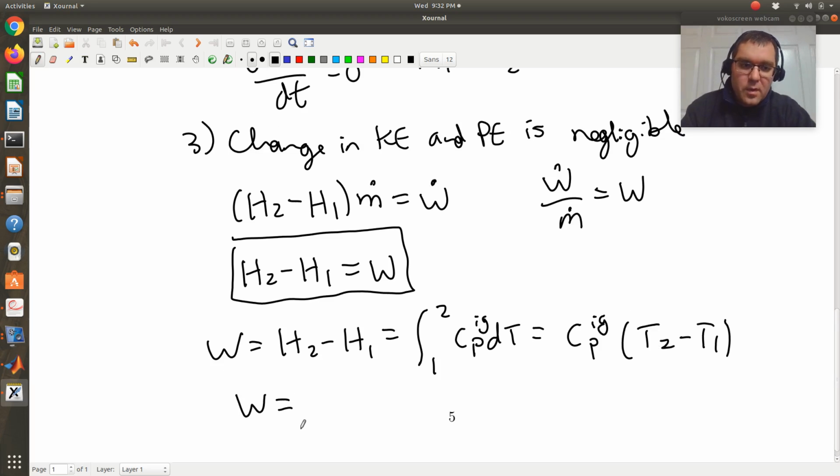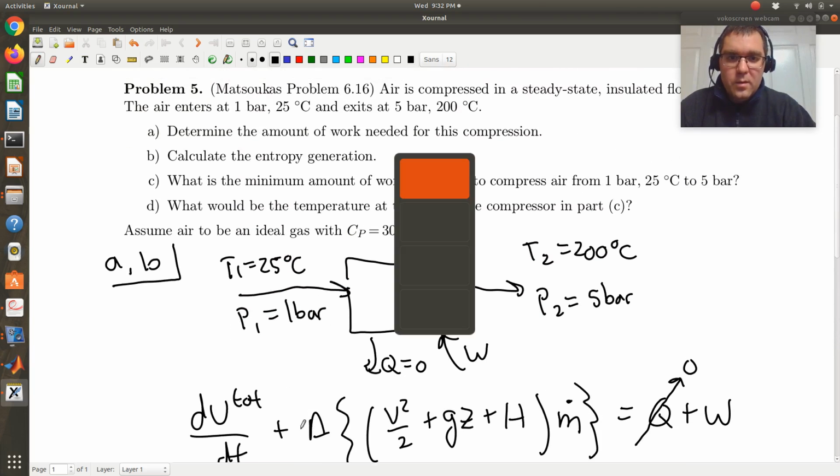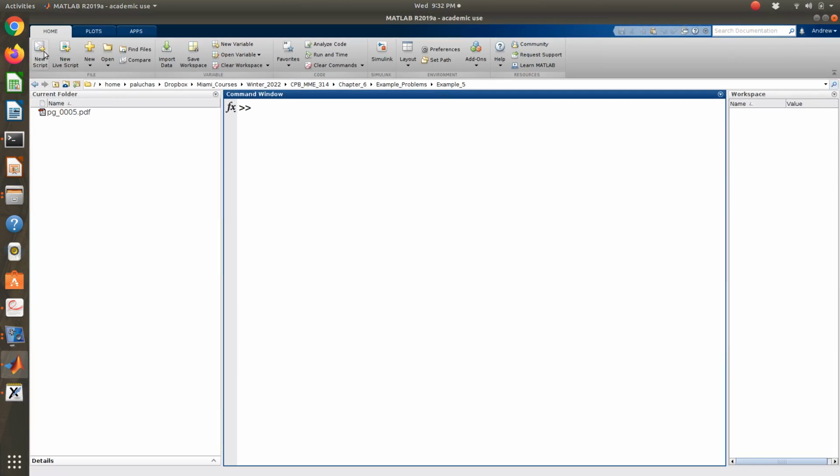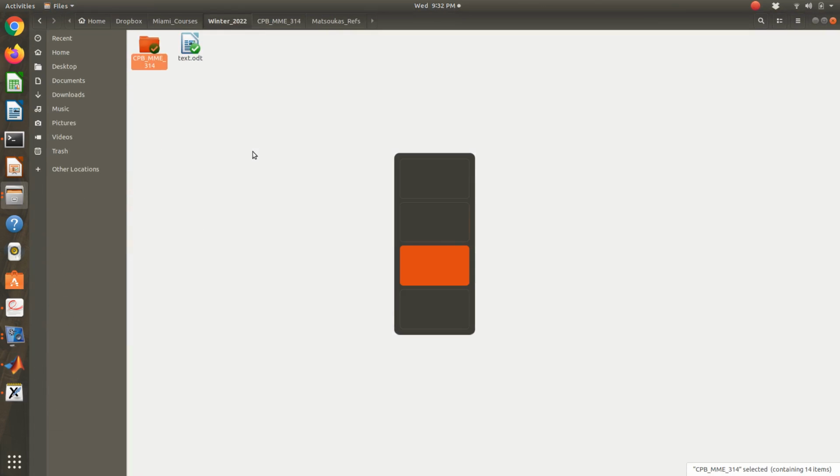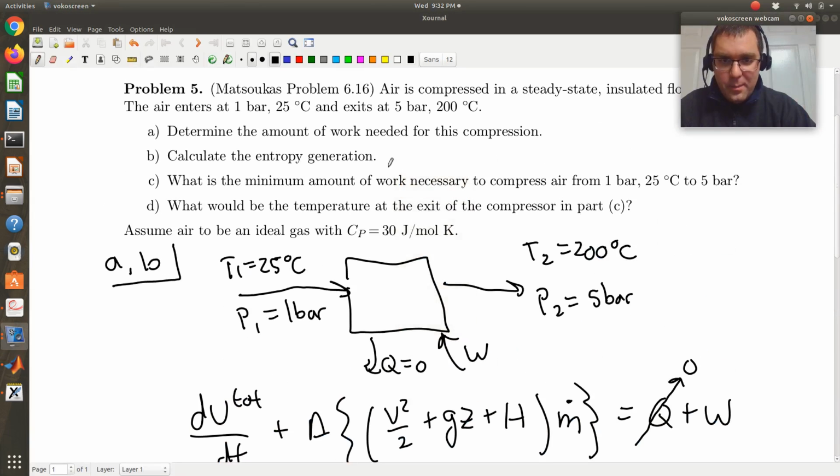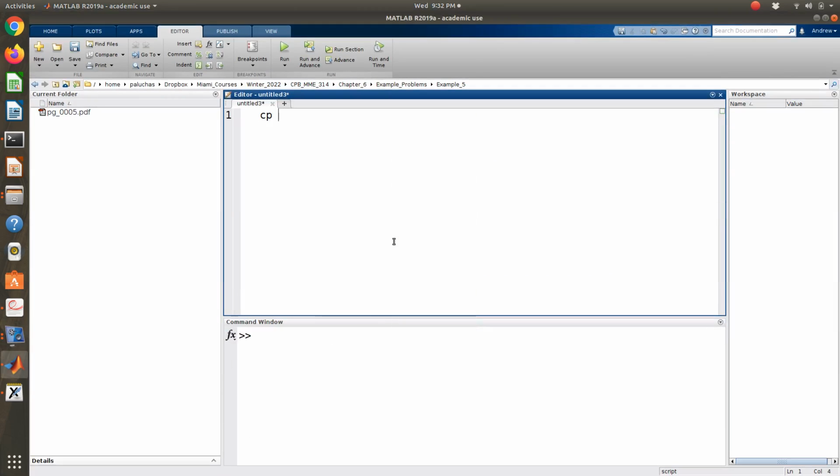All right, so calculating. Okay, so if I jump over to MATLAB, bam. Okay, let's start with my heat capacity. Heat capacity is 30, and that's joules per mole Kelvin. Keep it in SI units.